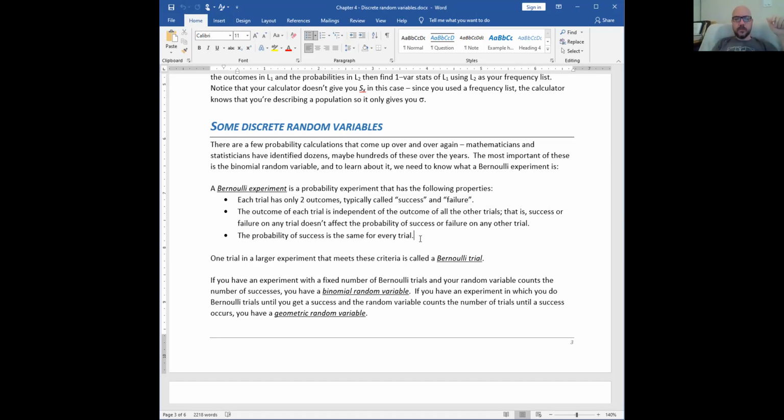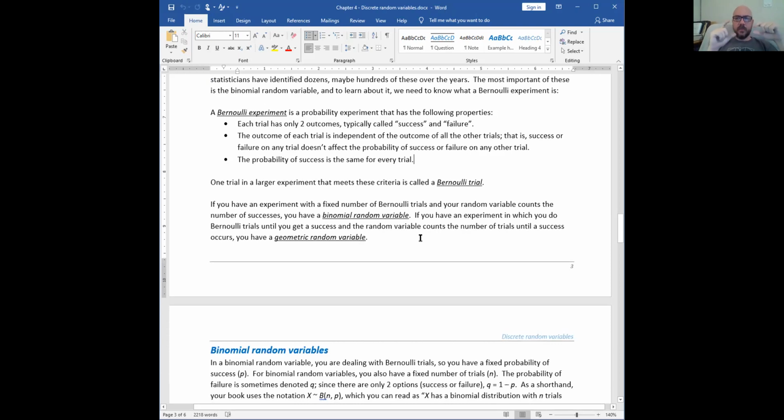If we are counting the number of successes, like if we decide we're going to flip the coin 50 times and see how many heads we get, that is binomial. If we say I'm going to flip the coin until I get heads and then count how many times it takes me to do that, that's geometric. They're both using Bernoulli experiments, but they're counting different stuff.